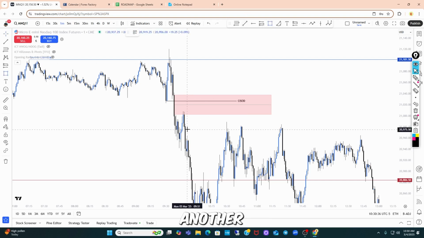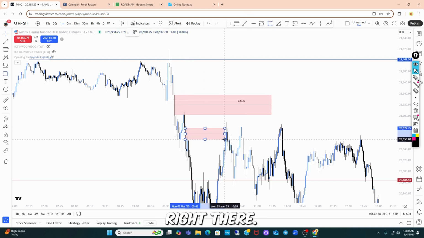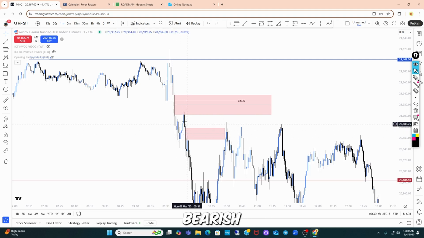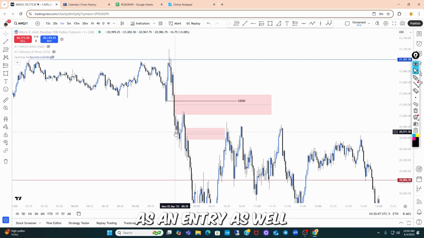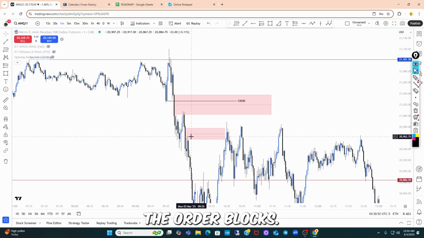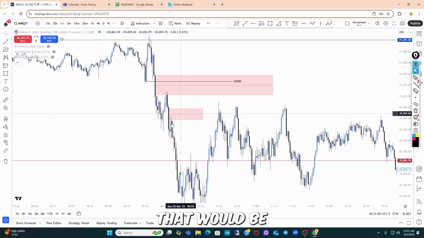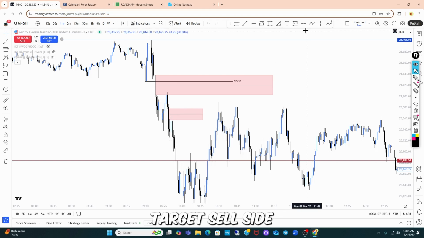Notice that we've created another bearish fair value gap right there. That's the gap that you want to pay attention to for an entry. Or you could use this bearish order block as an entry as well. You can use both. I prefer to use the order blocks, but here you can see price create that SIBI inside this bearish order block. So to me, this is a nice fair value gap for an entry. That would be your entry to then target sell side liquidity.